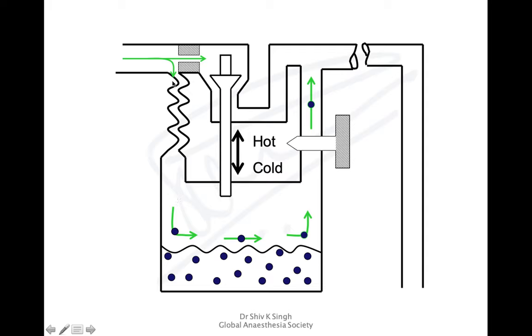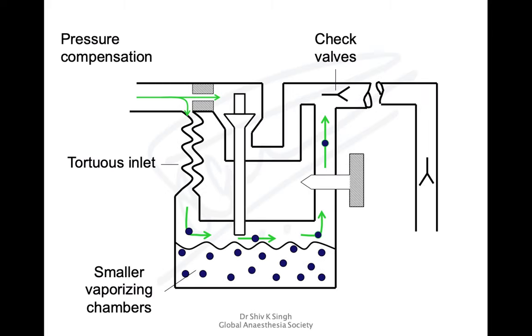And you can see the inlet is tortuous. This is for preventing the back pressure effect. And there are also check valves within your back bar. Again, these are for preventing the back pressure. So these are known as pressure compensation. So tortuous inlet, check valves, small vaporizing chambers. These are all for pressure compensation, so there's no back pressure effect.